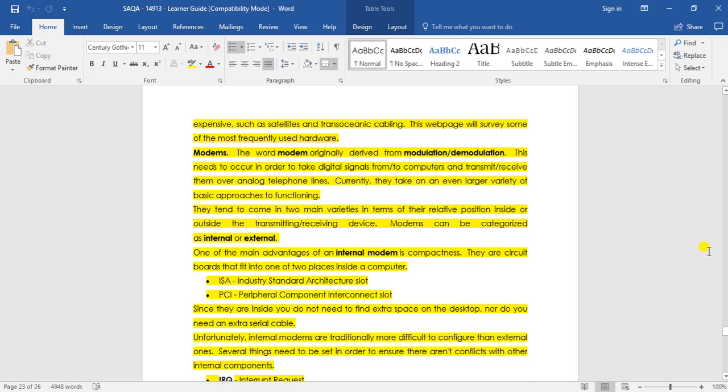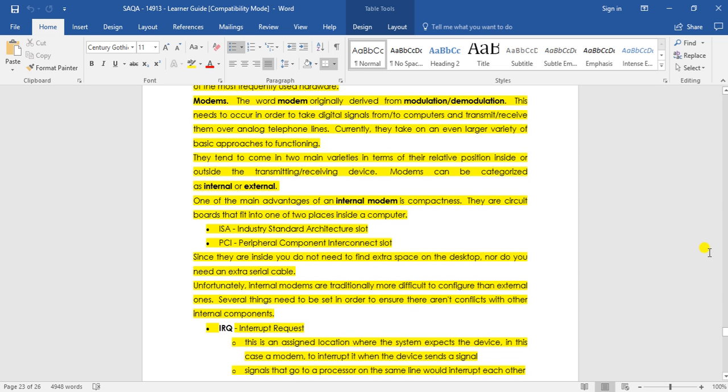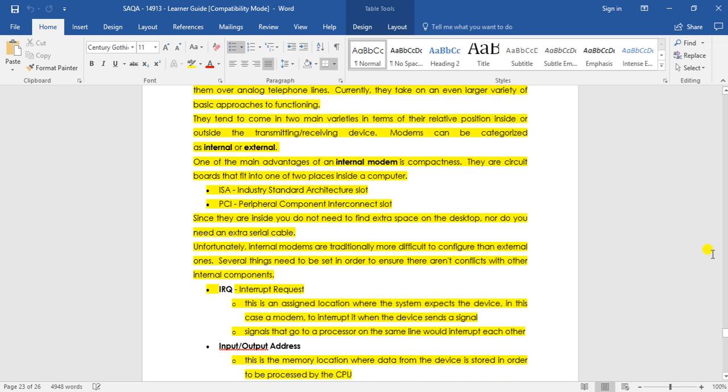They tend to come in two main varieties in terms of their relative position inside or outside the transmitting receiving device. Modems can be categorized as internal or external. One of the main advantages of an internal modem is compactness. They are circuit boards that fit into one of two places inside the computer: an ISA (industry standard architecture) slot and the PCI (peripheral component interconnect) slot.